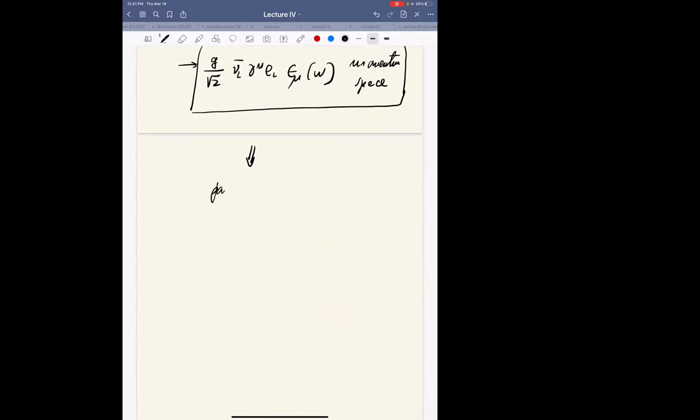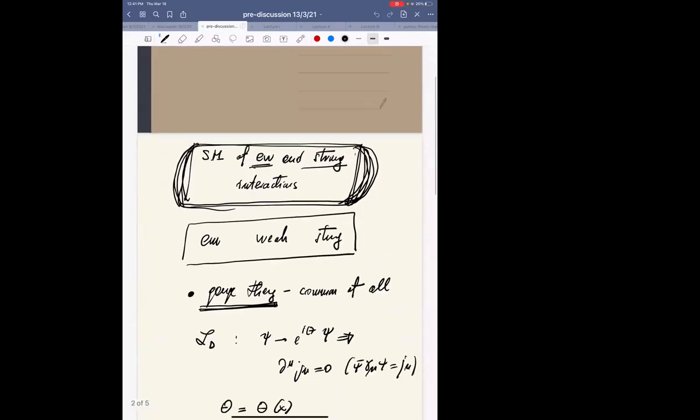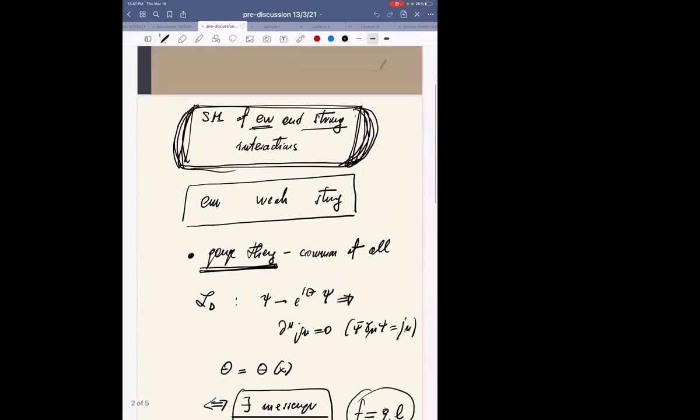Next, tune in tomorrow, partial decay rate. I'll try to skip a number of steps, certain things that will give you understanding only if you perform them. Any questions?